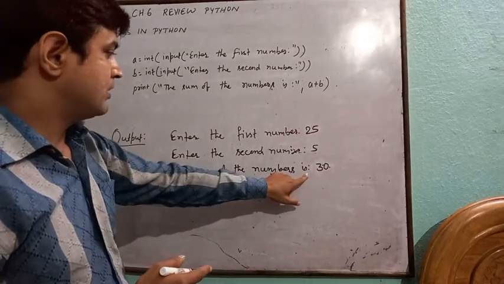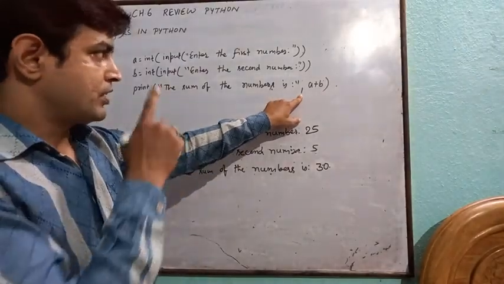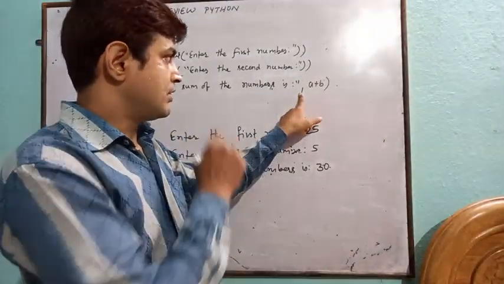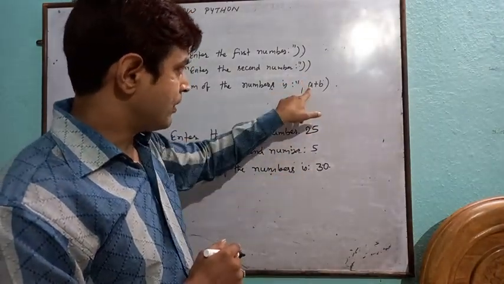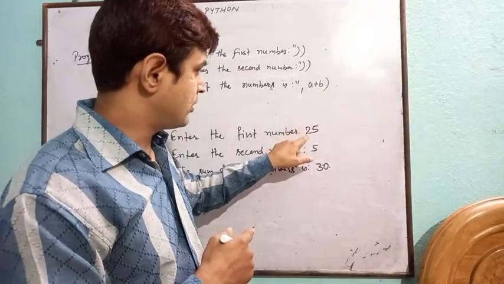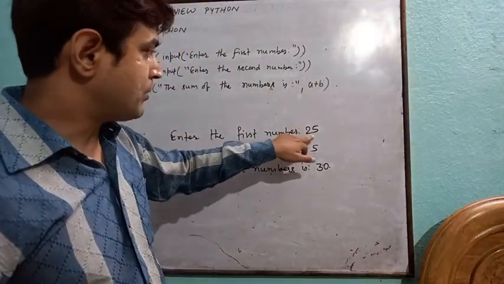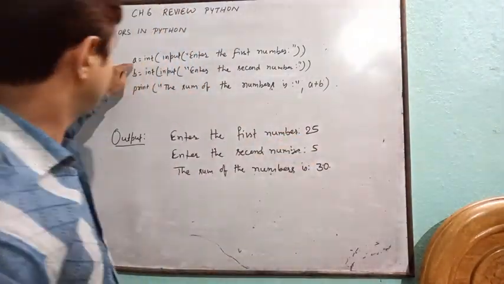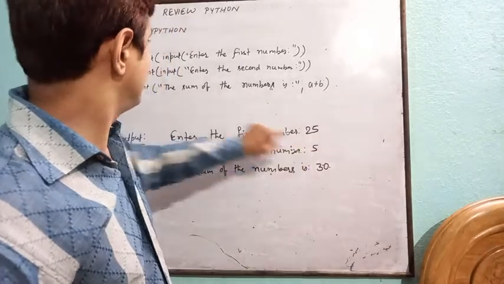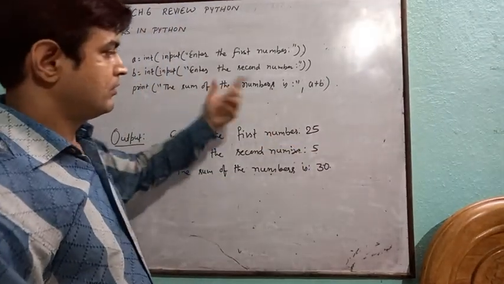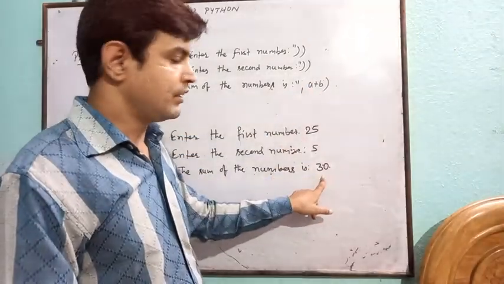The sum of the numbers is colon, and this comma operator, as we have studied already, is a separator of the print function. This comma will leave a space, and then the value of a plus b, that is the value of 25 and 5, will be displayed. Here one thing is to be noticed, that whatever value we enter here will be stored in the variable a. And whatever value we enter here will be stored in the variable b. And then after pressing the enter key, a plus b will be calculated and the result will be displayed.